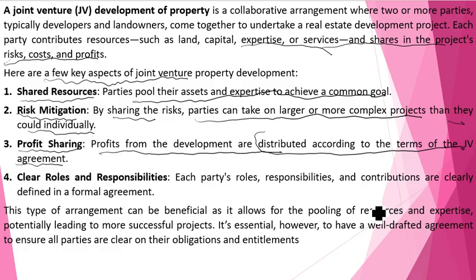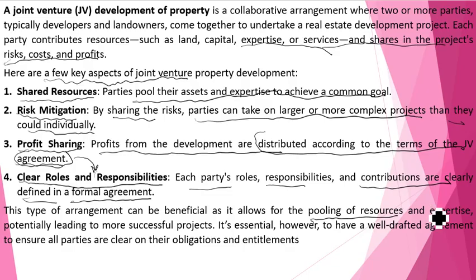Then clear roles and responsibilities. Whenever an agreement is formed for a joint venture, it should contain clear roles and responsibilities of each and every participant. Each party's roles, responsibilities, and contributions are clearly defined in a formal agreement. This type of agreement can be beneficial as it allows pooling of resources.